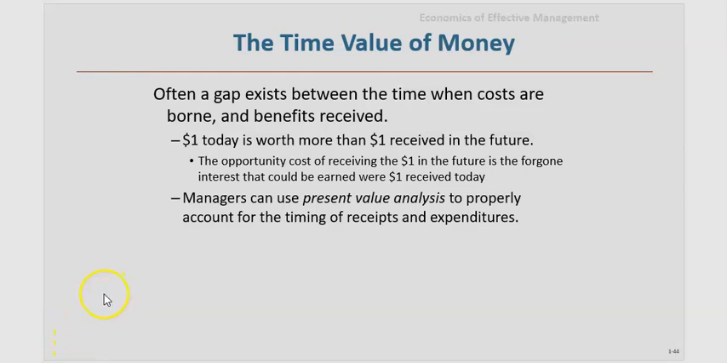Okay, now let's talk about discounting. The book calls this, or it deals with, the time value of money. The basic idea is that money in the future is worth less than money today. So we can think about this in terms of opportunity cost. The opportunity cost of getting $1 in the future is the money that could have been earned in interest if the dollar was received today.